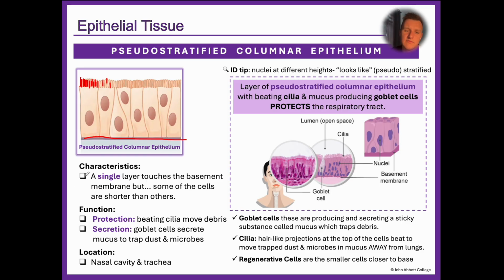And so characteristics, they're a single layer that touches the basement membrane, but some of the cells are shorter than others, right? So here's a very long one, here's a short one. So that's what it looks like. It's a wannabe layer that wants to be stratified, but it's not actually. What is the function of this? This one is going to be for protection and secretion. This is found in the nasal cavity and in the trachea.